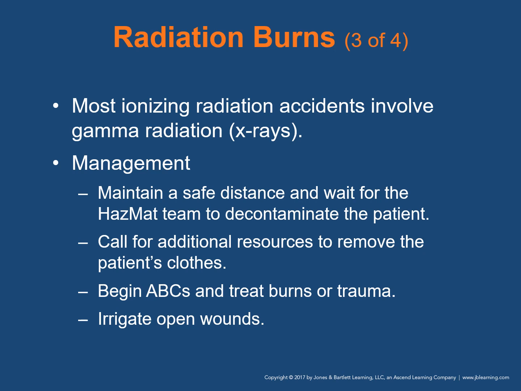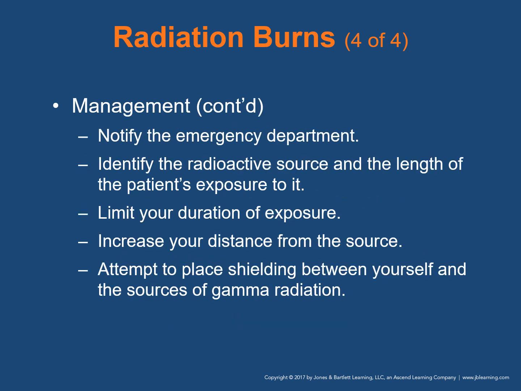Once there is no threat to you, begin treating the ABCs and treat the patient for any burns or trauma. Irrigate any open wounds. Notify the emergency department specifically that you've got a potentially radioactive patient coming in. They have to take special precautions. Identify the radioactive source and the length of the patient's exposure to it. Limit your duration of exposure. Increase your distance from the source and attempt to place shielding between yourself and sources of gamma radiation.